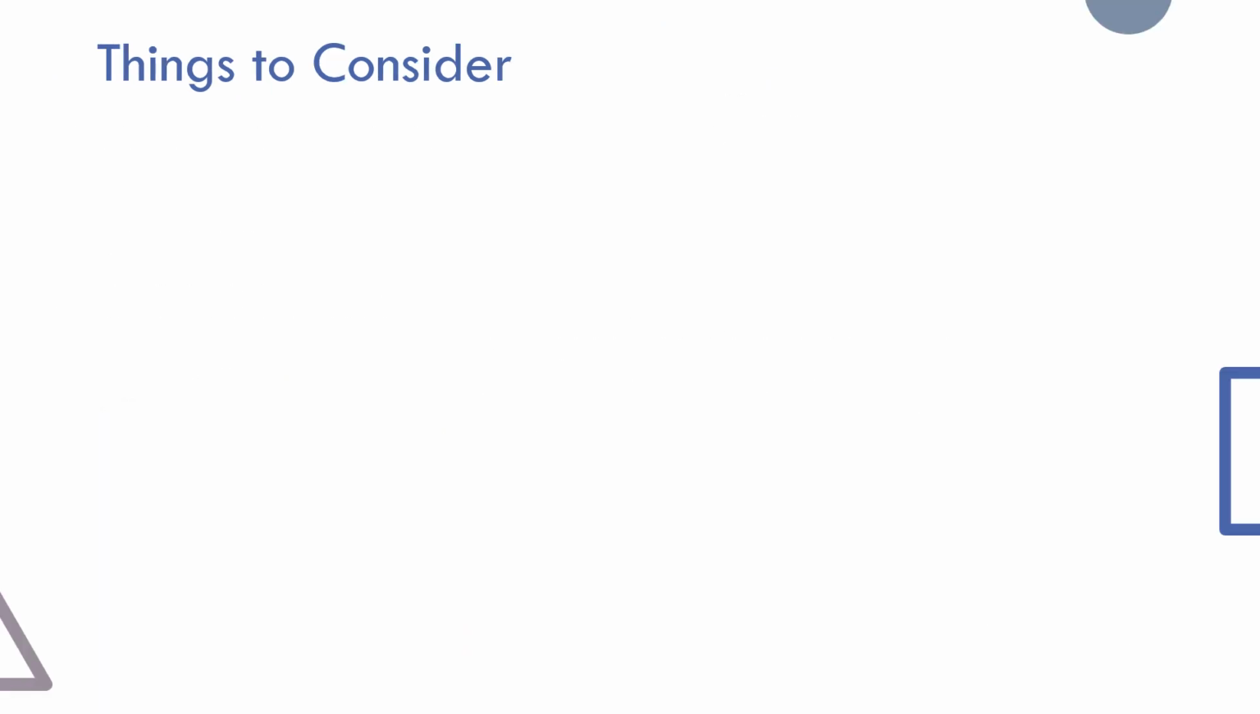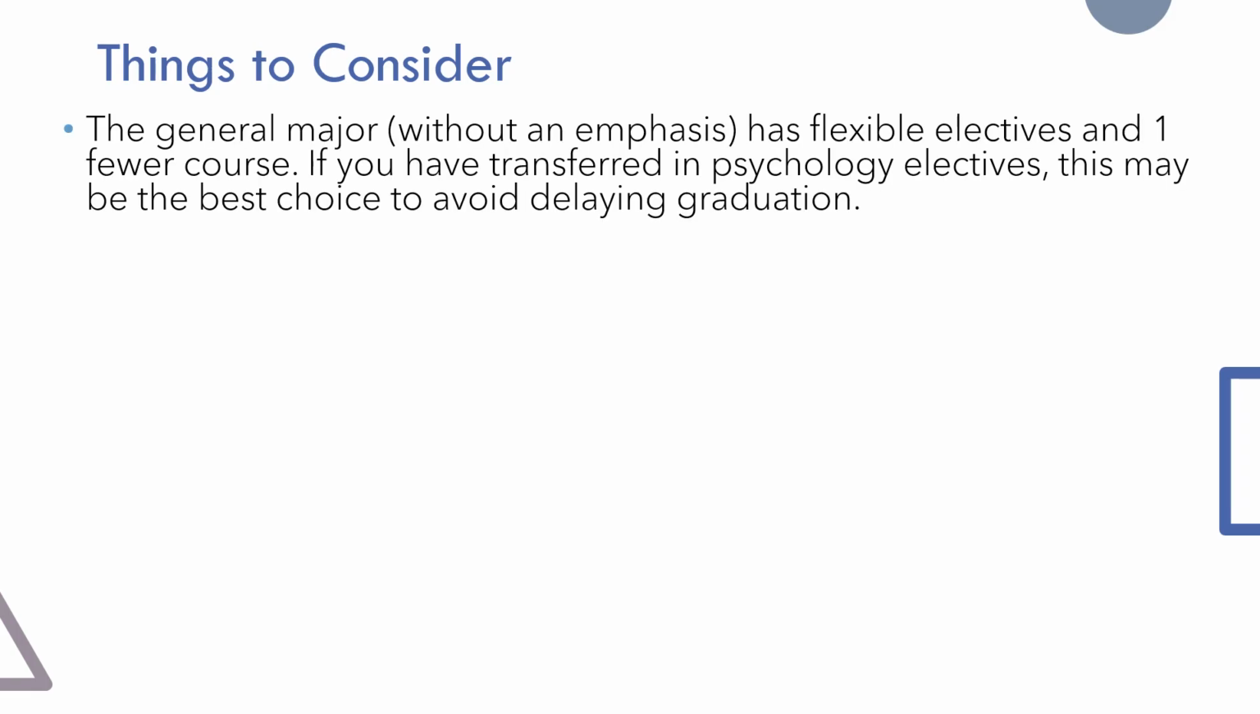There are some special issues transfer students should consider. One is whether you want to declare the psychology major with an emphasis or keep the general psychology major without an emphasis. The general psychology major is considered more flexible because it allows you to take any psychology courses as electives rather than having to select from a specific list, and it also requires 1 fewer course.